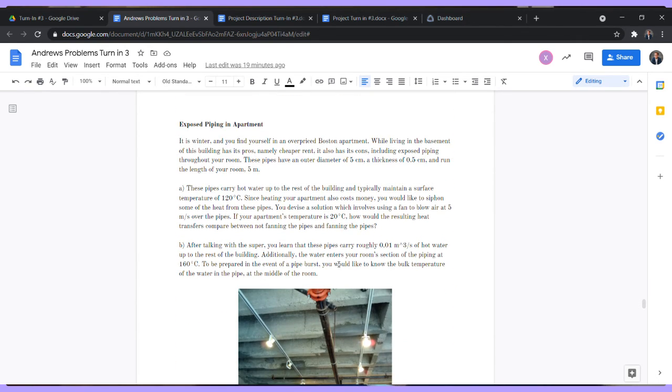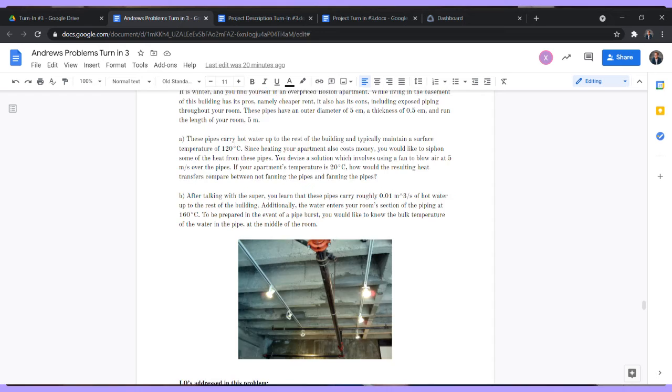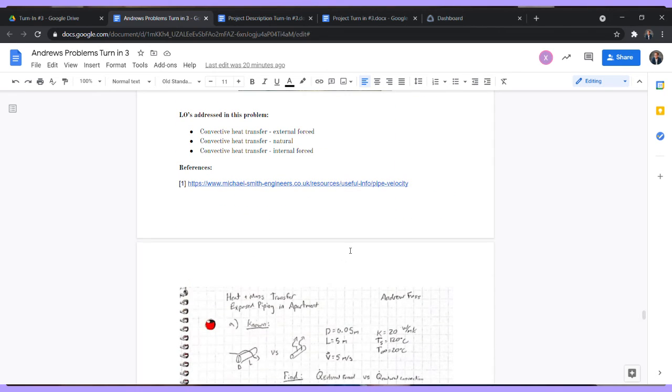My last problem dealt with hot pipes within an apartment. The first question asks us to compare natural and forced external heat flow over the pipes. And the second part of the question asks for us to examine the internal convection of the system.